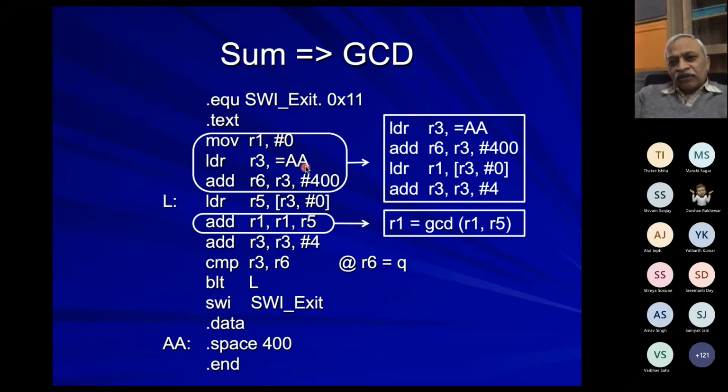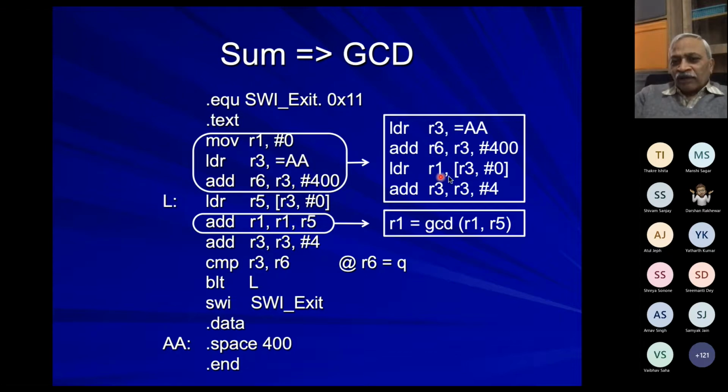The initialization will also change somewhat. So instead of initializing R1 to 0, that running sum to 0, we want R1 to have the first element. Therefore, first we are initializing R3 to the starting address of the array, and we have also prepared the last address.